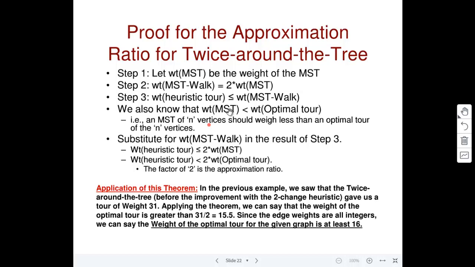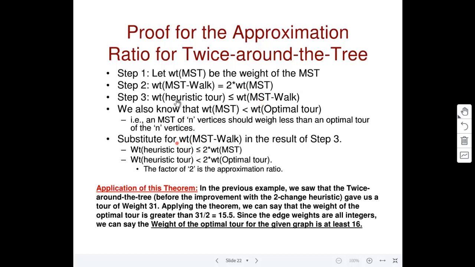Okay, so what we are going to do is this. Now substitute the result for the MST walk. So for the minimum spanning tree walk, in the second step, we got this equation, right? It is twice the weight of the minimum spanning tree. So substitute that in the result of the third step.